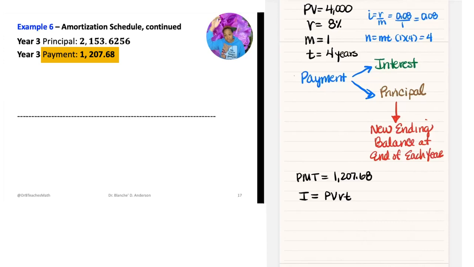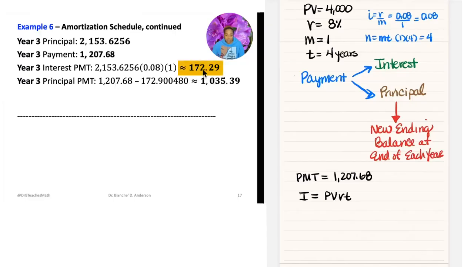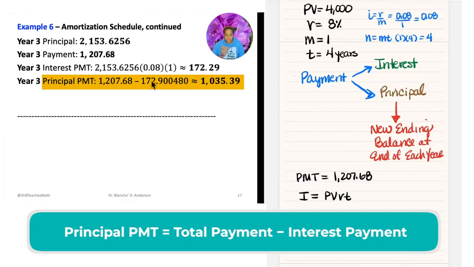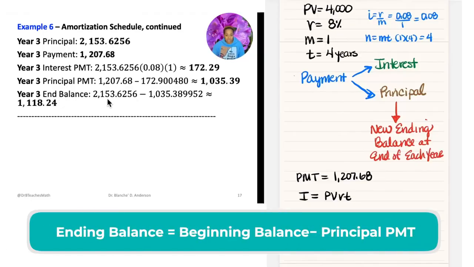I'm making a payment. Notice the payments don't change. Your payment is the same for the life of the loan. Calculate the interest on this amount, keeping all the decimal places. I get 172.29. If that went to the interest, take the payment minus that so I know how much went to the principal. Notice that the payment going to the principal is getting higher, which is good. That's what you want. You want the principal to come down. Then my ending balance is what I started with minus what went to the principal.